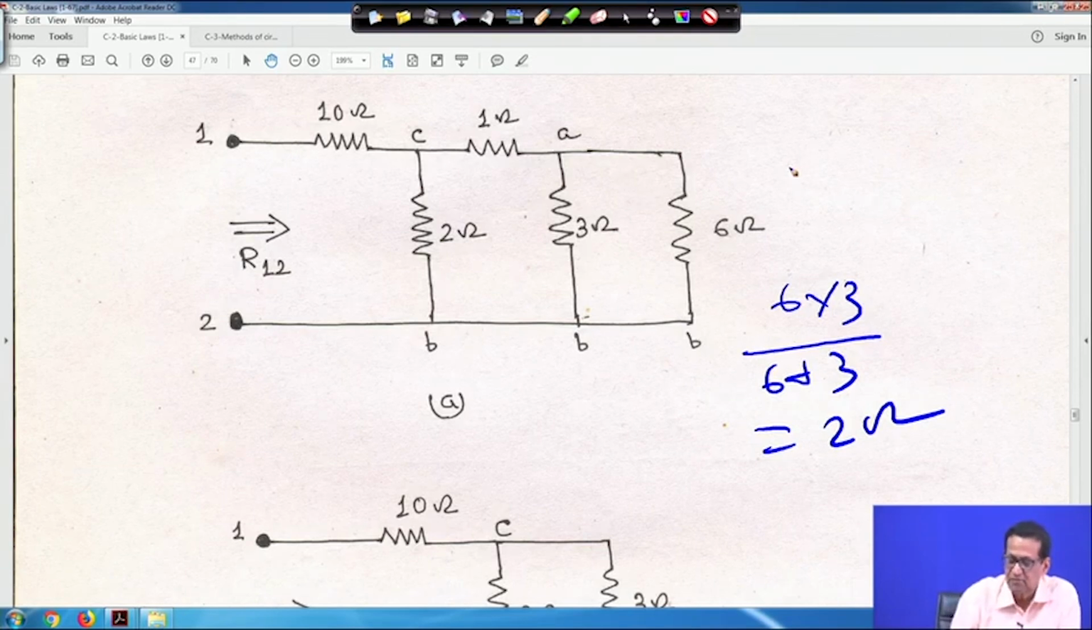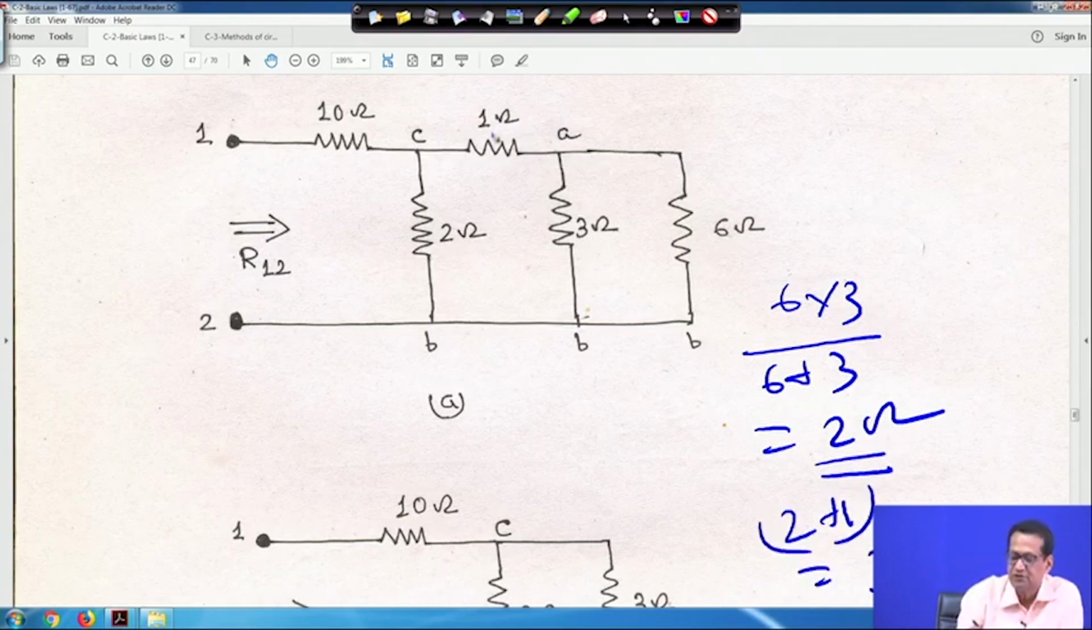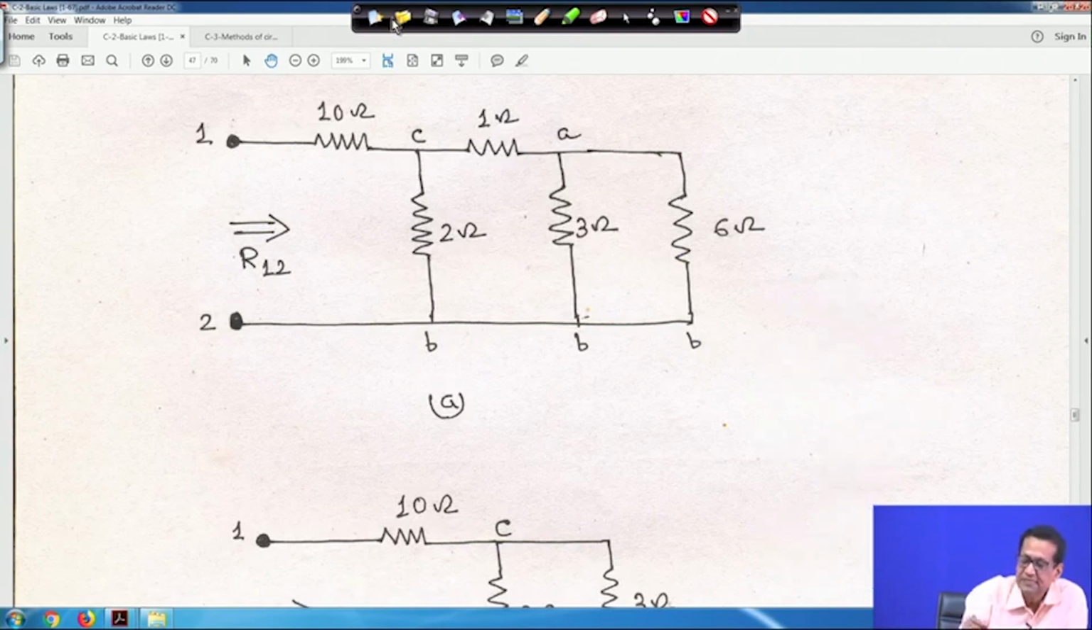With that, the 1 ohm will be in series. If these two are parallel, the equivalent is 2 ohm, and with that the 1 ohm will be in series. So, 2 plus 1 is equal to 3 ohm. So, the total will be 3 ohm. So, I am cleaning it.